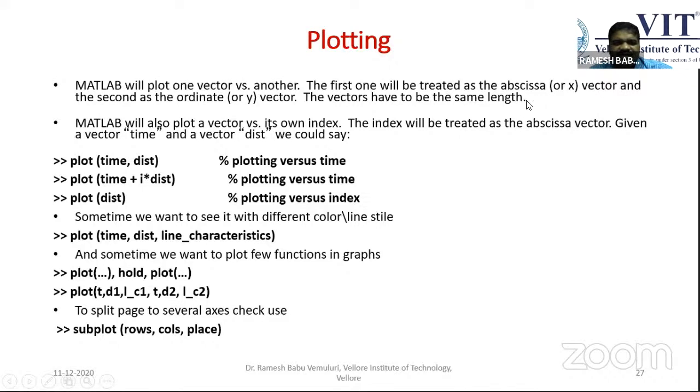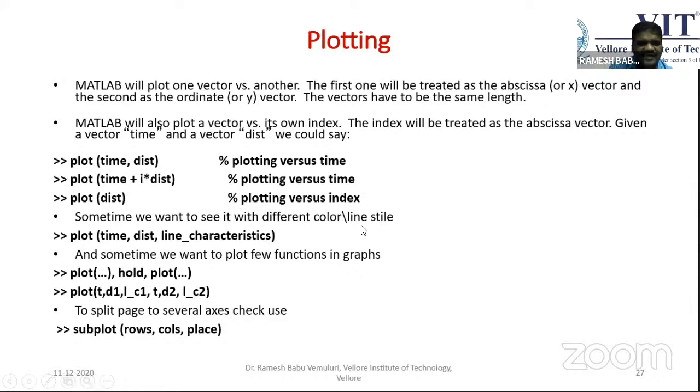The first one will be treated as the abscissa, time will be treated as the abscissa or the vector, and the second as the ordinate, Y as the ordinate. So the vectors have to be the same length. Then only it will come as a plot, time comma distance. So we can add some plotting details, or make these modifications here itself. And plotting versus index, in this case distance, and Y will take it as normal numbers.